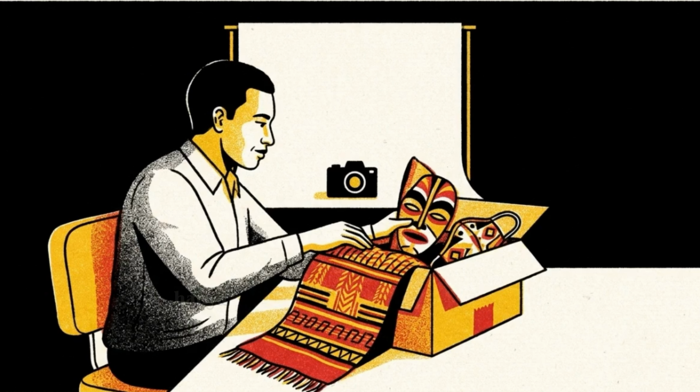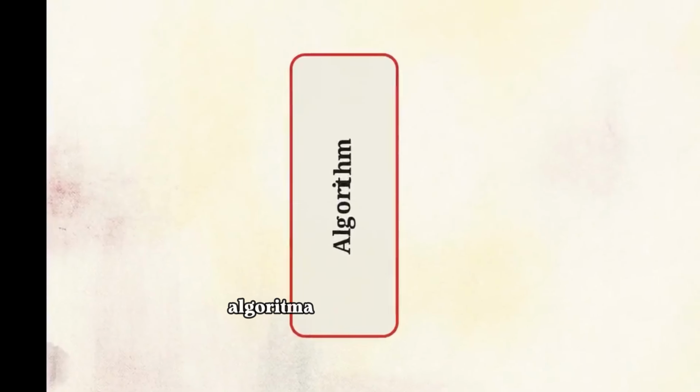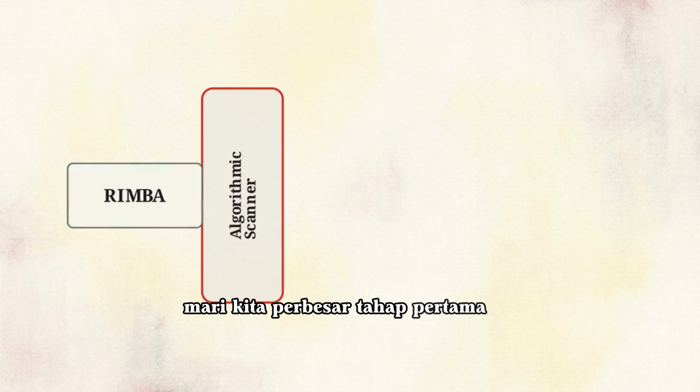Engineering for universality allows a channel to navigate the distinct layers of YouTube discovery while keeping its cultural soul intact. The first impression funnel illustrates the 3 specific stages every new viewer must clear: the algorithm, the click, and the share. Let's zoom in on that first stage.